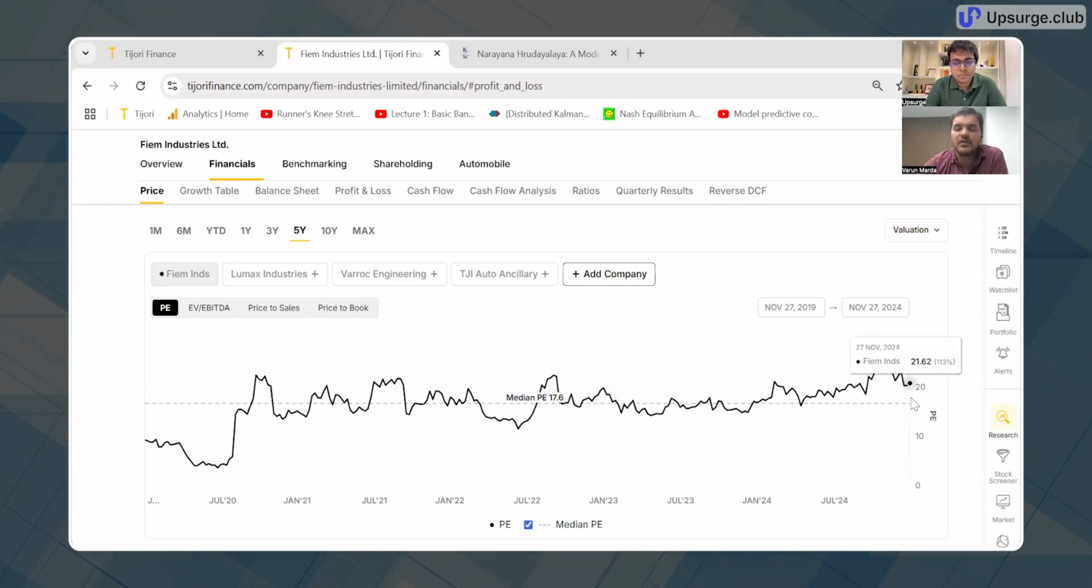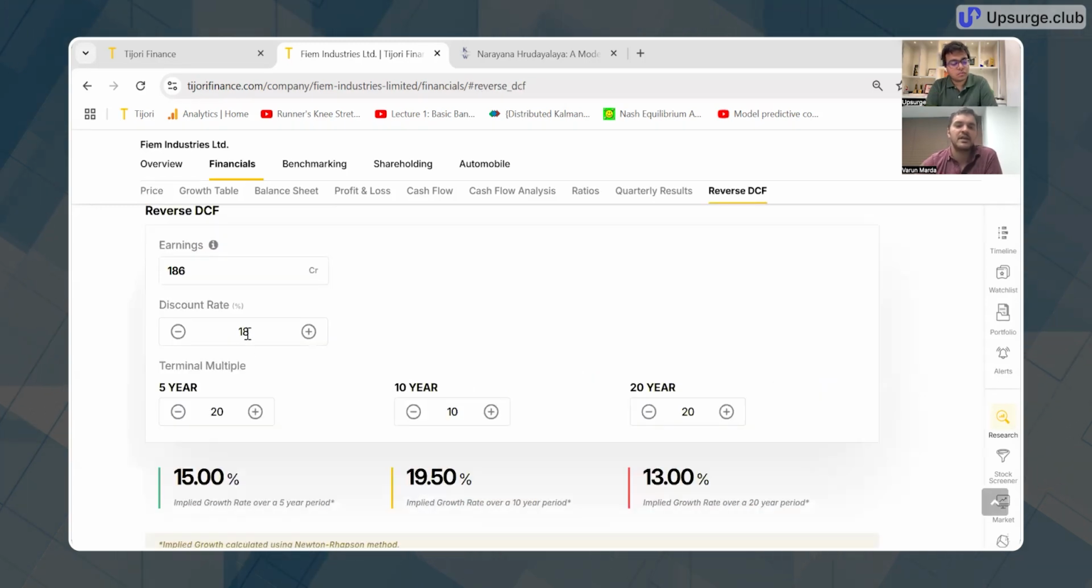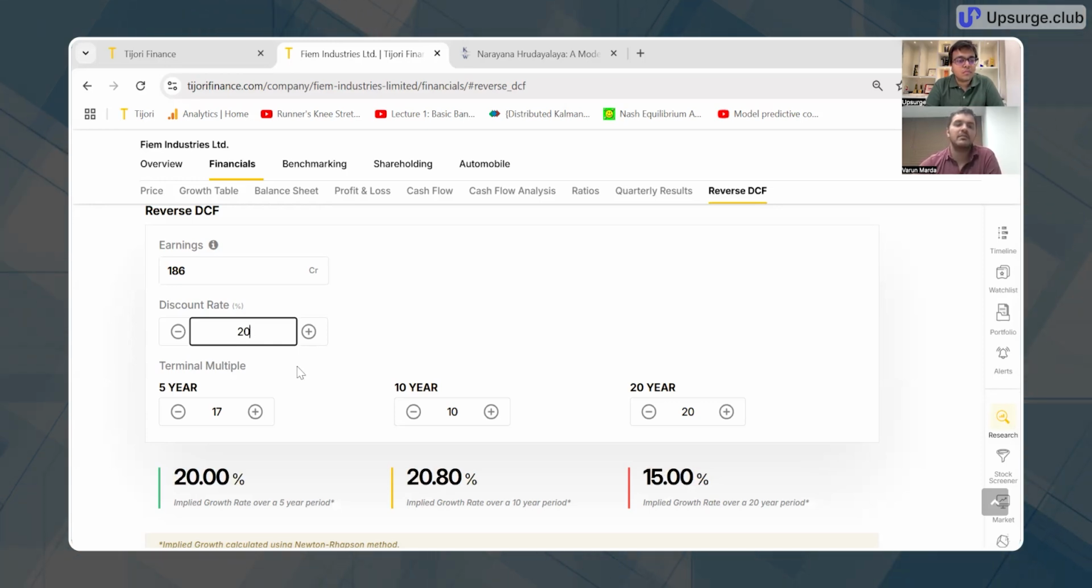So to be safe, when you put 20, you're assuming it's going to be more than the median. So I would put the PE as 17 just to be safe. And if I want 18% return from my investment, just to be safe, I would put 20 so that there's some margin of safety, or 19 or something like that.